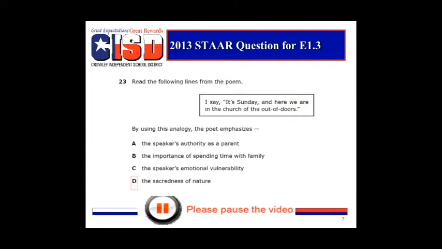Let's look at the question from the 2013 English 1 STAR that assesses Standard 1.3 in Figure 19b. 3 questions from 1.3 were asked on the EOC in 2013. Although no questions were asked for English 1 in 2014, 3 questions were asked on the English 2 EOC in 2014. What level of specificity is this question? Please pause the video to discuss this and its alignment to the standard.